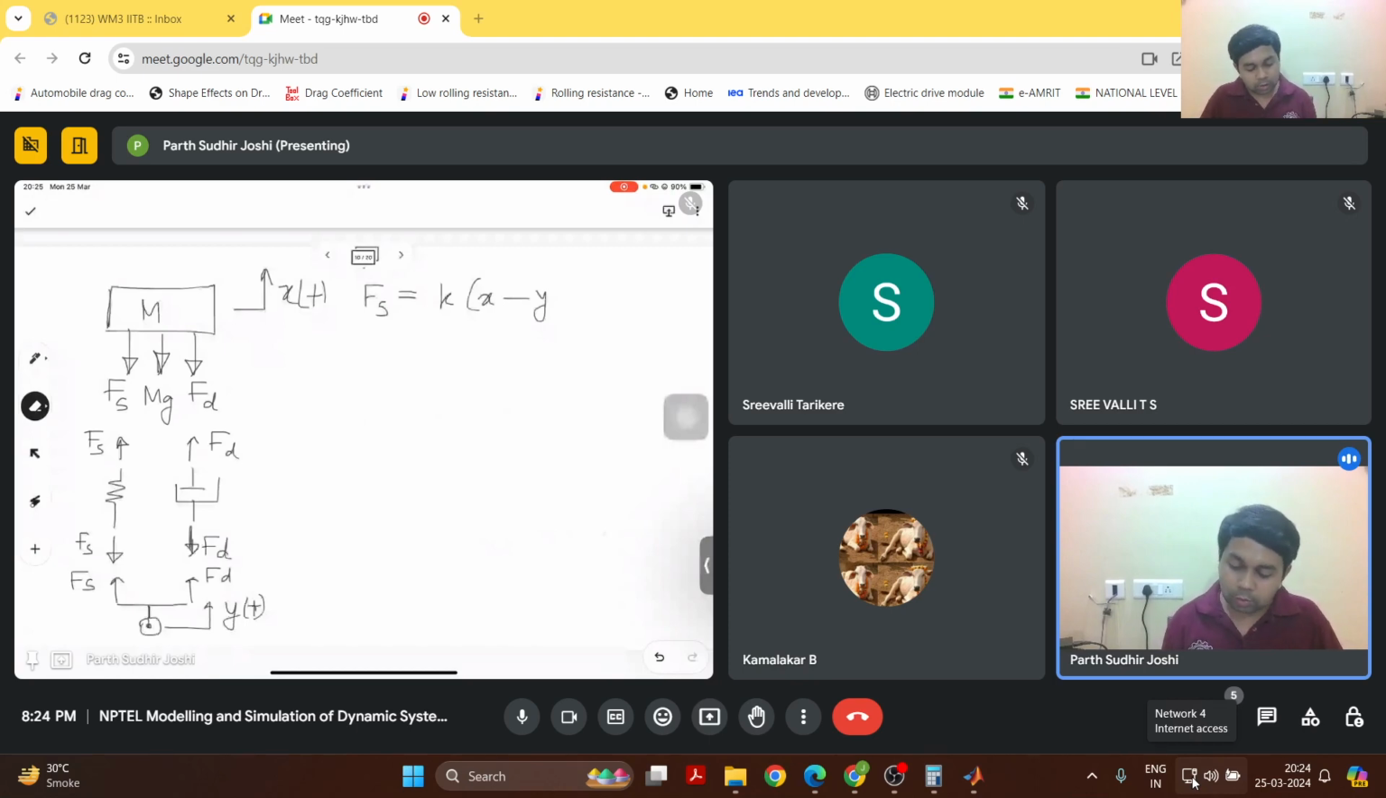So this is our assumption that x and y are measured from the equilibrium position. Only then we can just write that the spring force is k into x minus y. And similarly for the damper force, we can write that the relative velocity by which the piston cylinder is moving in the damper will be x dot minus y dot.